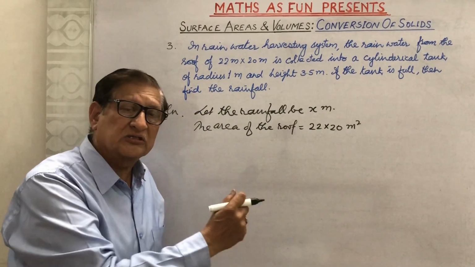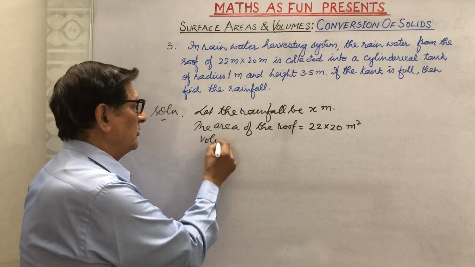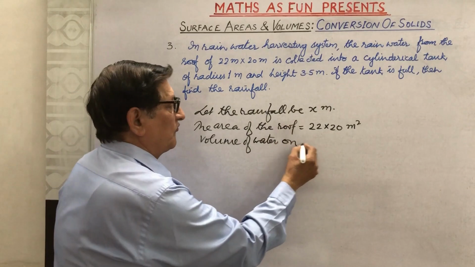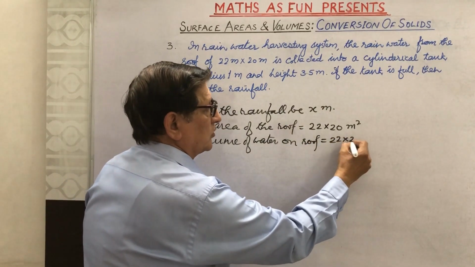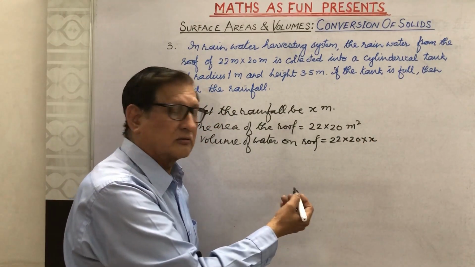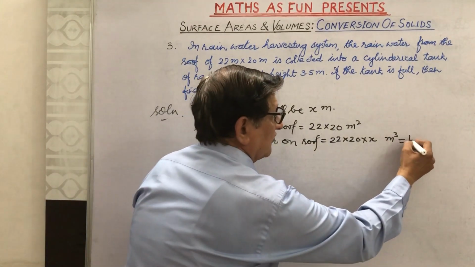It means how much is the water collected on the roof? We can write volume of water on roof, that is equal to 22 into 20 into x, length into breadth into height, meter cube, and that is suppose V1.